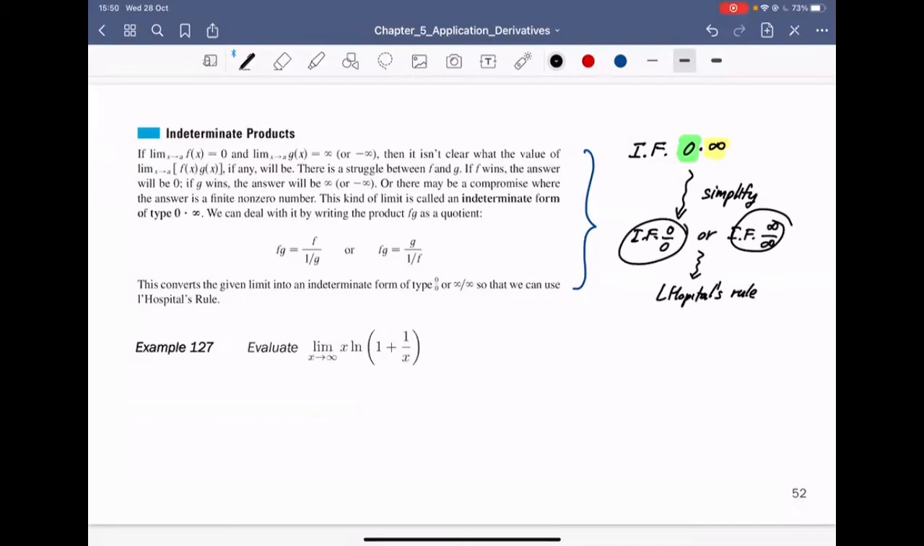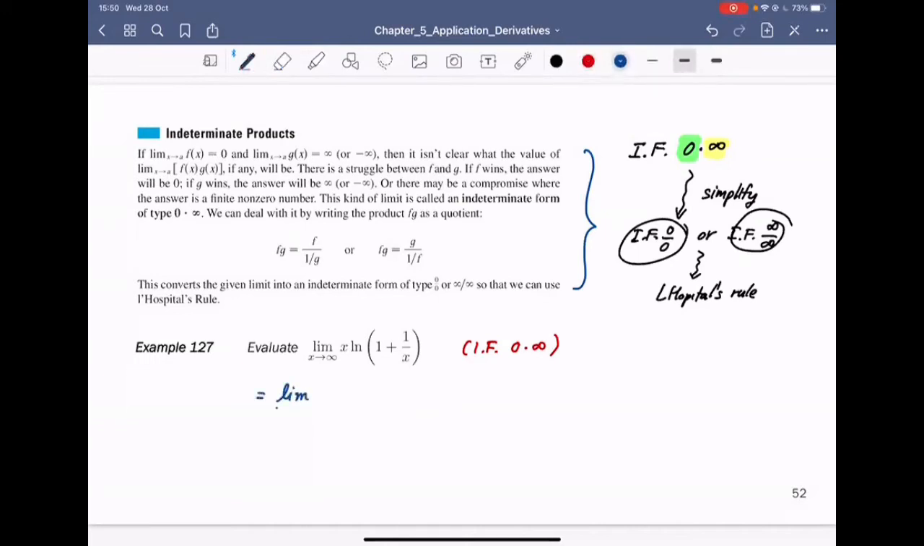So if you see example 127 here, if you plug in infinity, you have infinity times log of 1 plus 1 over infinity. This is infinity times log 1, which is infinity times 0. This is indeterminate form 0 times infinity. You cannot answer anything right now because this is one form of indeterminate thing. You just need to simplify first.